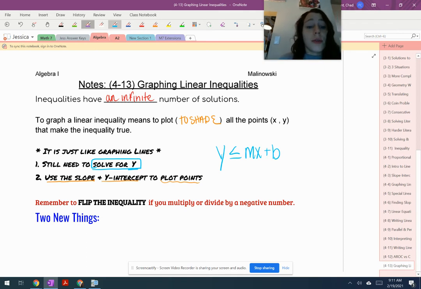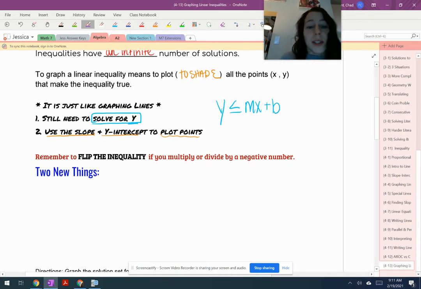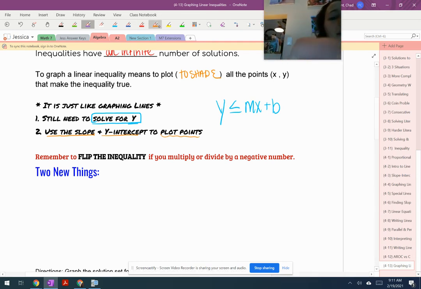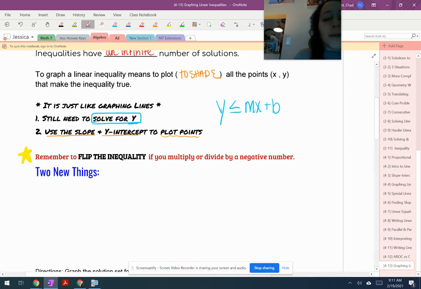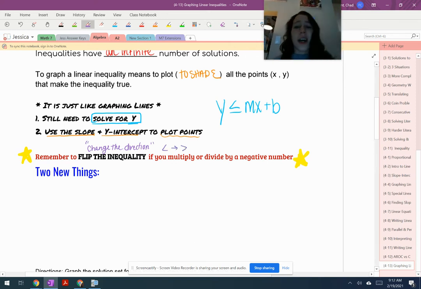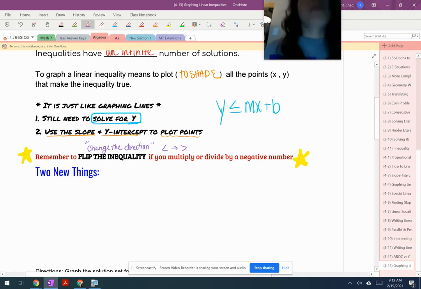Before we jump to that, I'm missing this sentence here. This one's an important thing because we tend to forget this more often than we should. Make sure you are remembering to flip that inequality whenever you multiply or divide by a negative number. When I say flip that inequality, I mean change the direction of it. So if you have less than, it would change to greater than. You're not changing whether it has an or equal to or not.